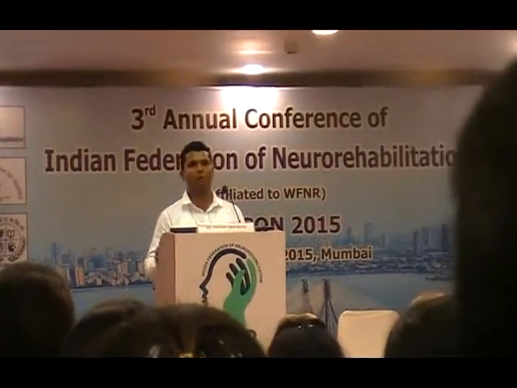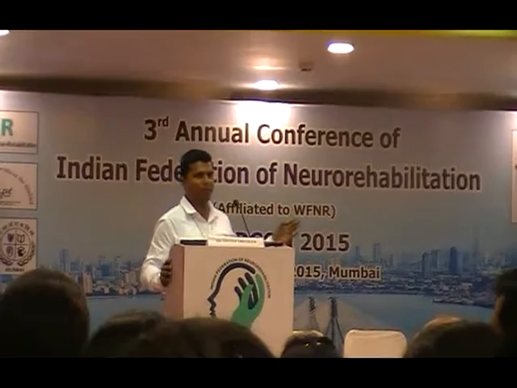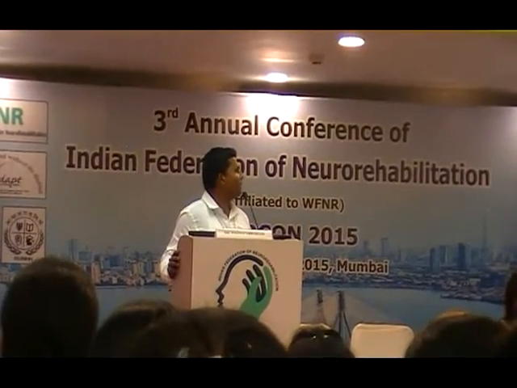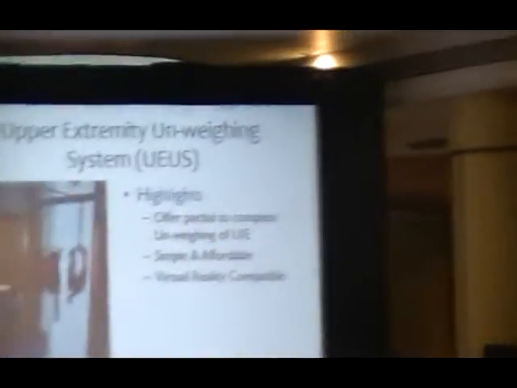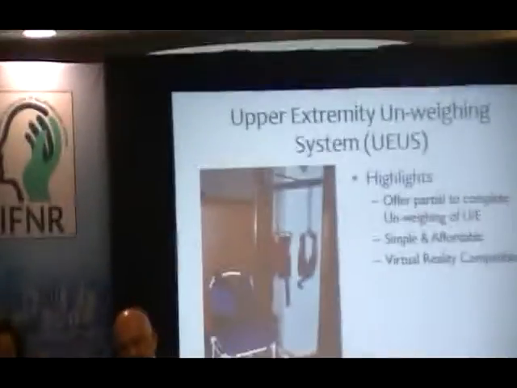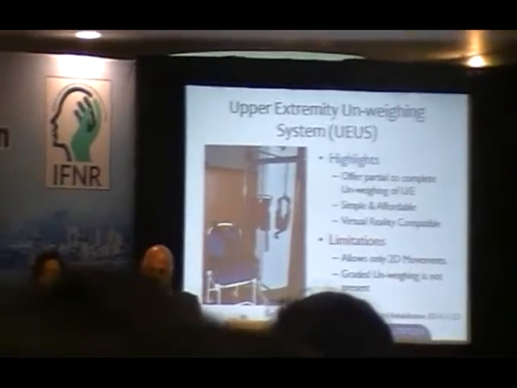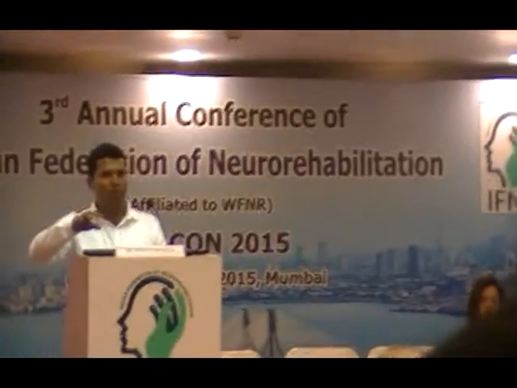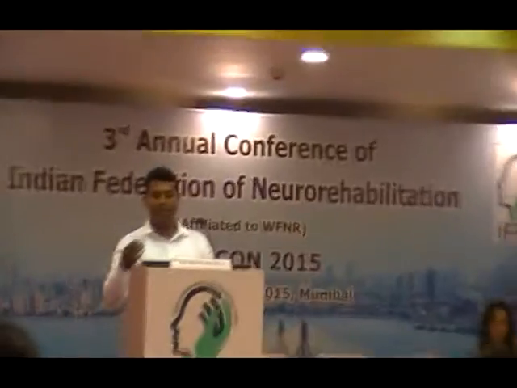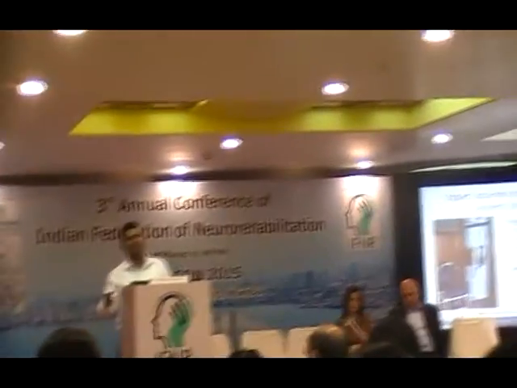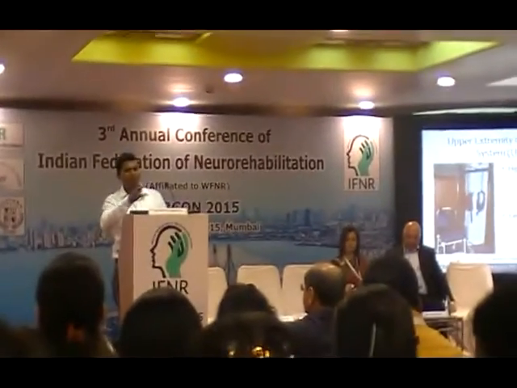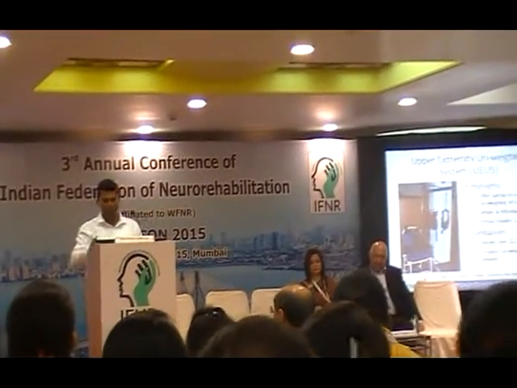It is for this purpose I have designed a simple equipment. This is the upper extremity unweighing system. This offers partial to complete unweighing of the affected extremity. It is simple, very much affordable and virtual reality compatible. Its limitations are that it allows only 2-dimensional movement, like forward, backward movement and medial-lateral movement. And graded unweighing, like in other robotic devices, like 80% unweighing or 60% unweighing, is not possible, but we can manage that with the virtual reality game.